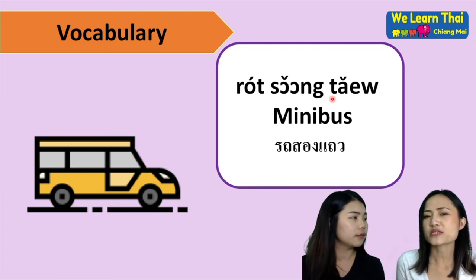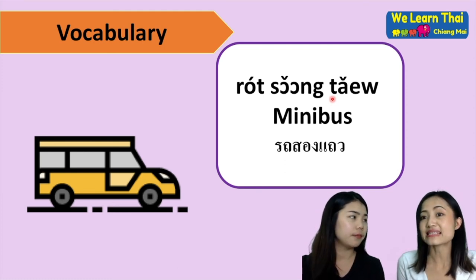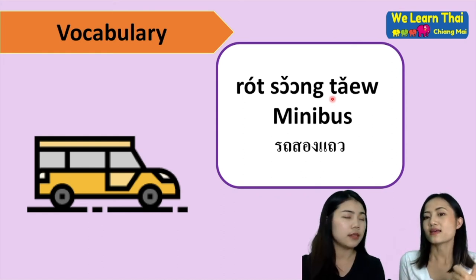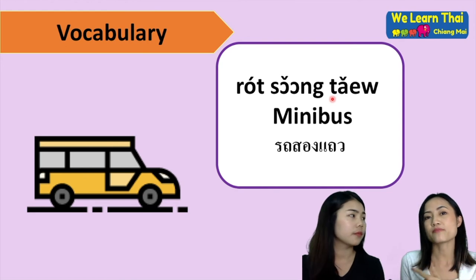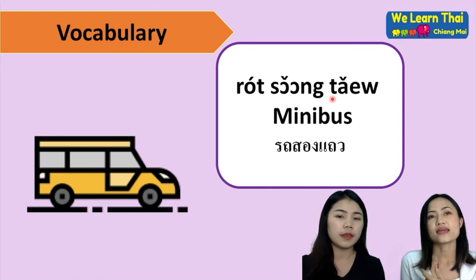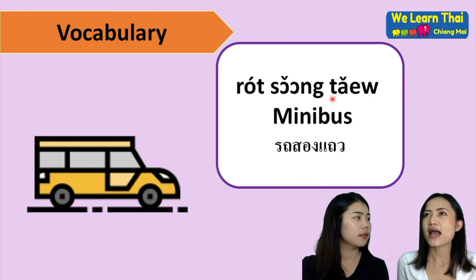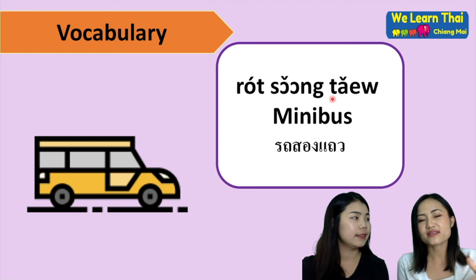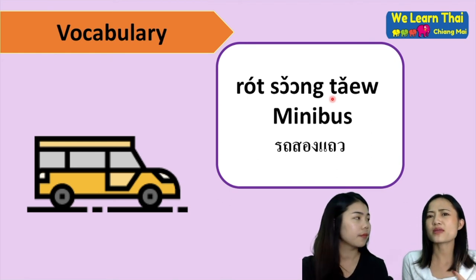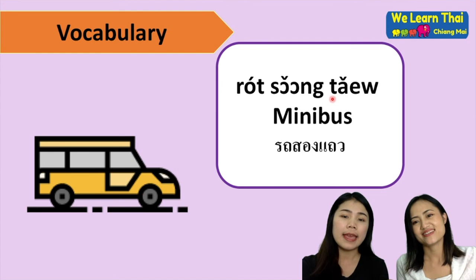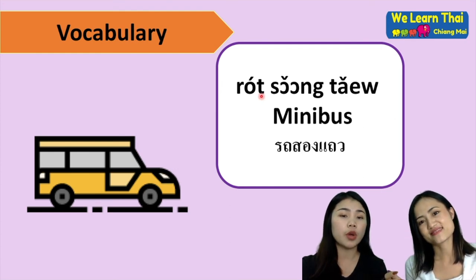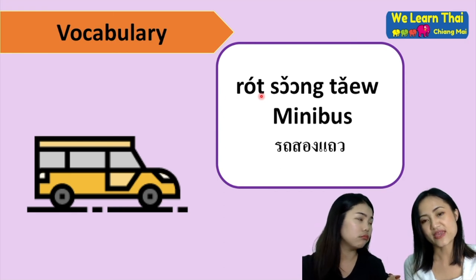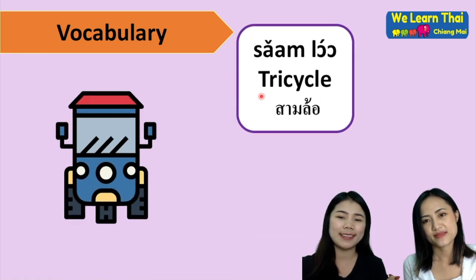So we actually have many colors. We have สีเหลือง, which goes to the south. And สีขาว goes to Mae Rim, to the north of Chiang Mai. The red one, and we have สีเขียว, สีส้ม, they go in different directions. And the word รถสองแถว, when you go to a different province, you can just say รถสองแถว.